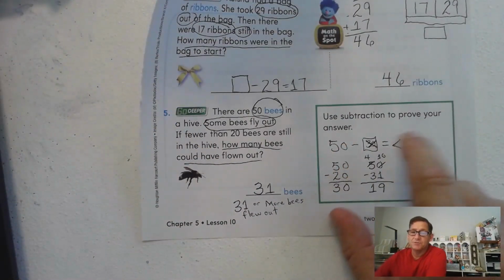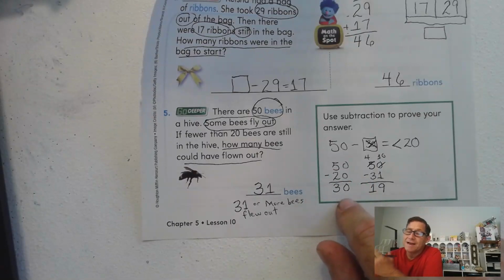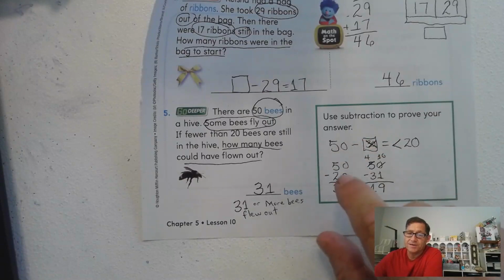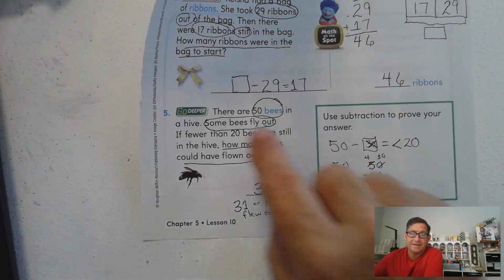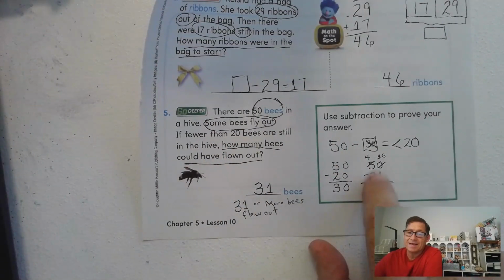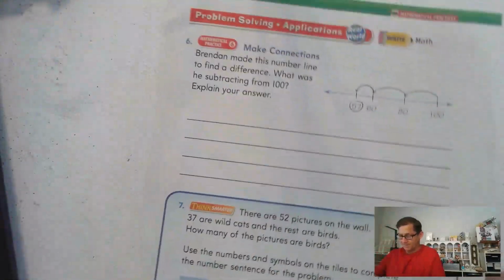Again, why did I subtract 20? Because 50 take away 20 is 30. So I know there had to be at least 30 bees that flew out. But if I subtract 30, that gives me 20. And the question said fewer than 20 bees are still in the hive. So we had to have more than 30 bees leave the hive. Okay. All right, page 268.